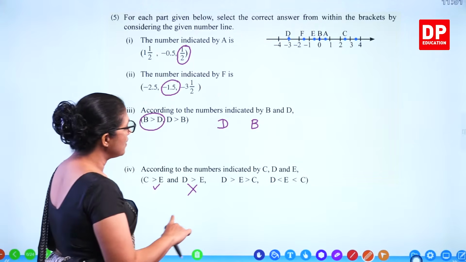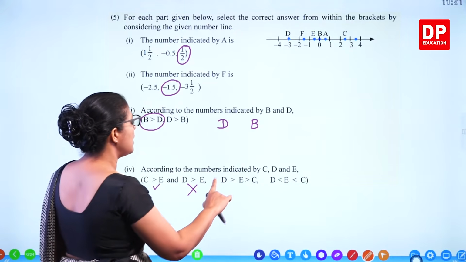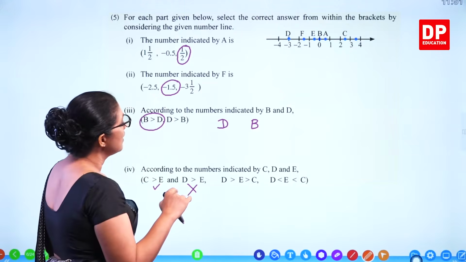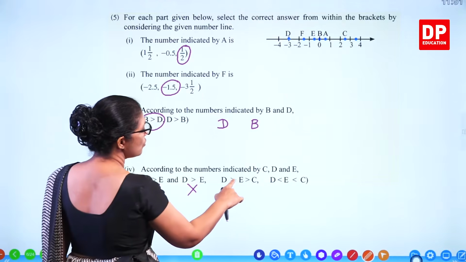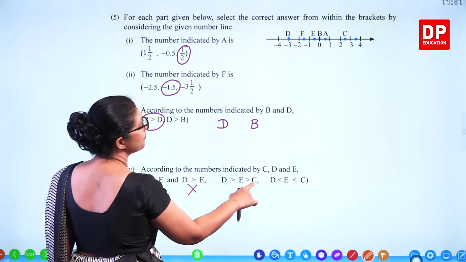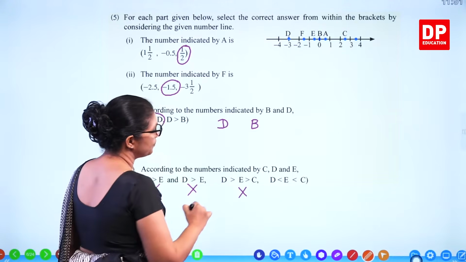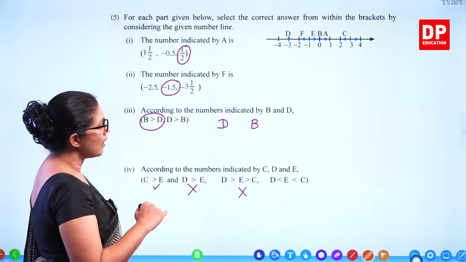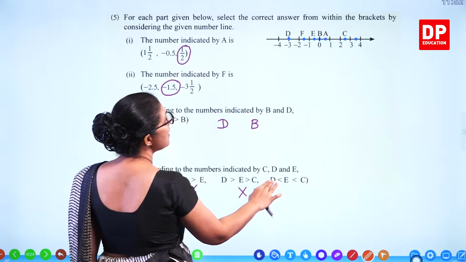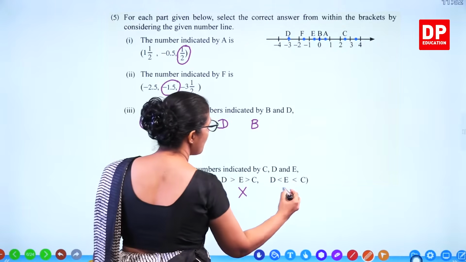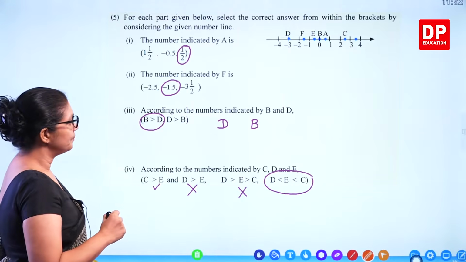Now look at this one. D, E, C. C is the lowest. According to this one, C is the lowest. C is the highest. That's wrong. Now we'll look at this one. D is the lowest, E then and C. So this is the correct statement.